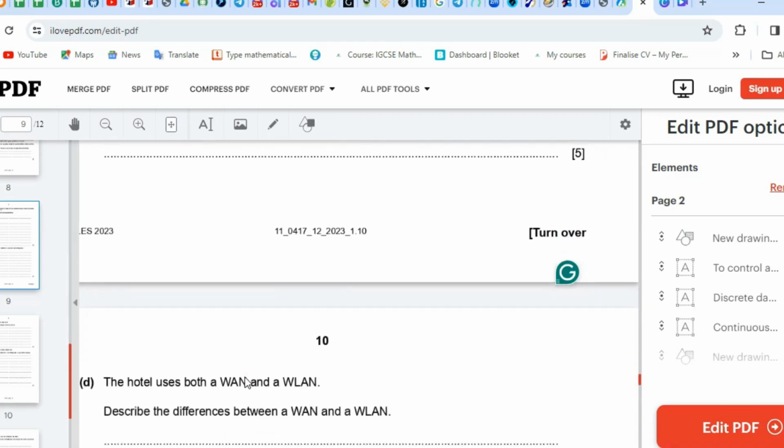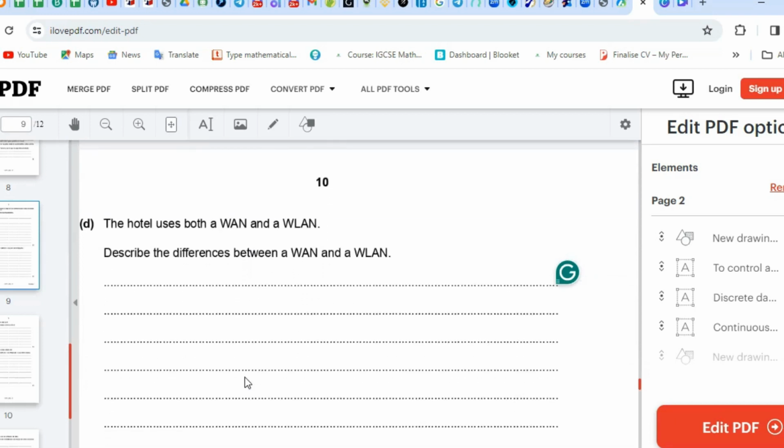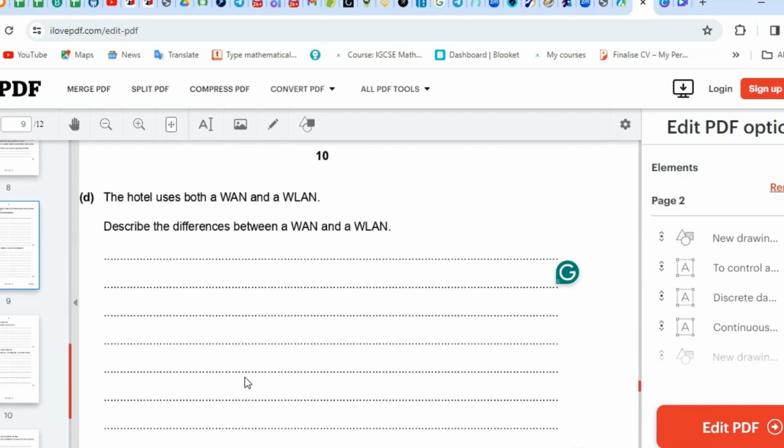10D says the hotel uses both a WAN and WLAN. Describe the differences between a WAN and WLAN. So when we say WAN, W-A-N, it stands for Wide Area Network, while a WLAN means Wireless Local Area Network. So now what are the differences between the two?